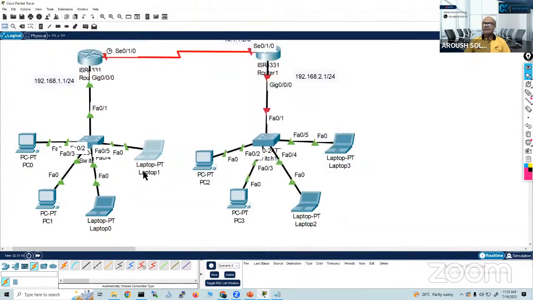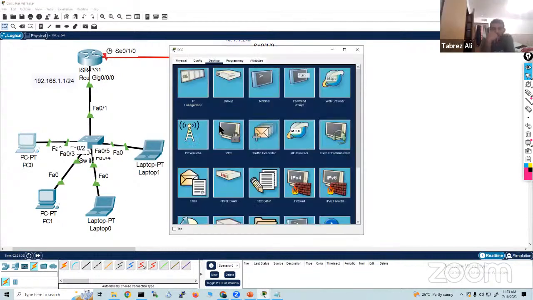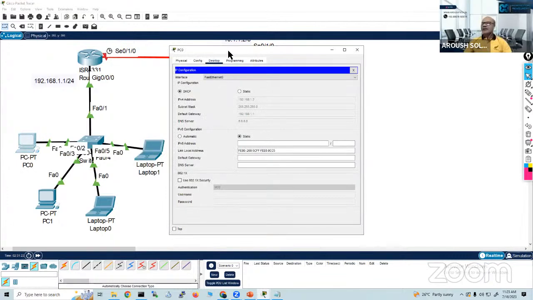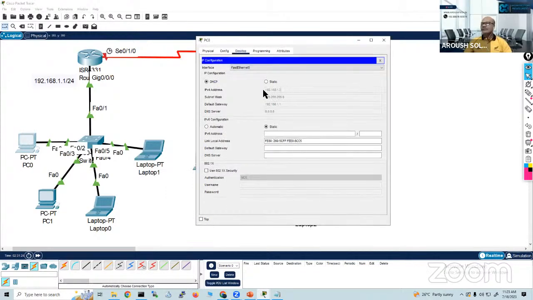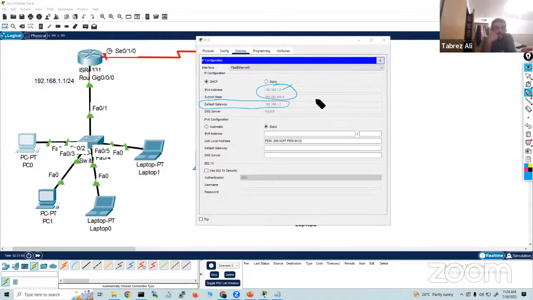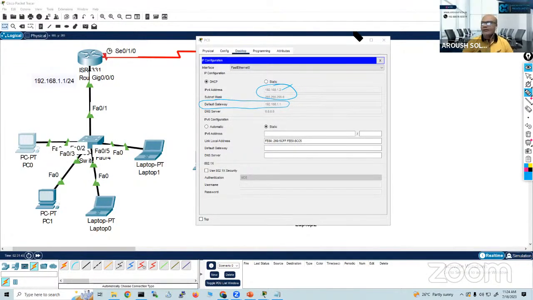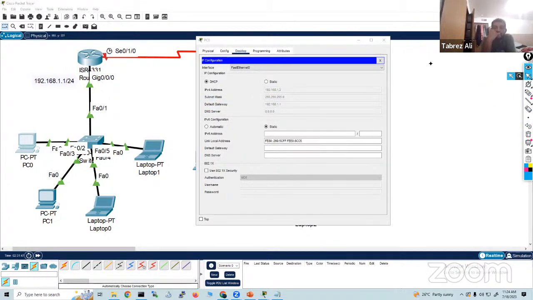Now these PCs must get an automatic IP address, right? Can you check now? See, it has already got it. 1.2. Correct. It has got it now. Default gateway is this. So it automatically gives the IP, the subnet mask, plus the gateway, both, right? We have configured all of this.